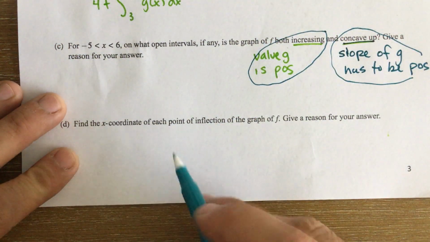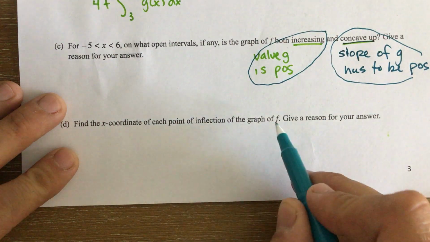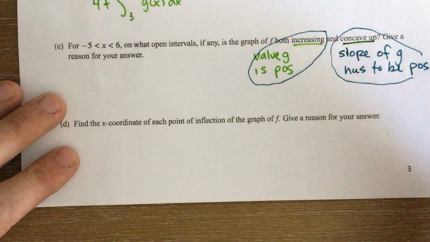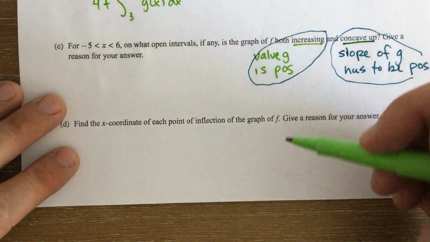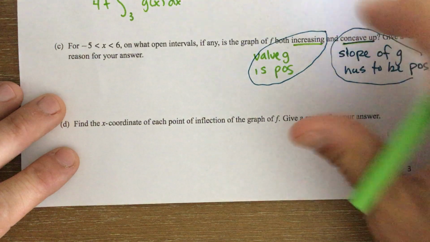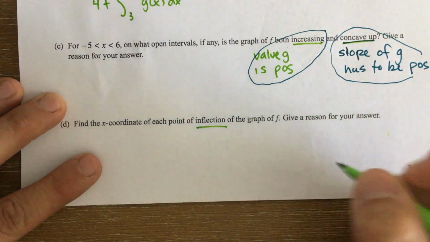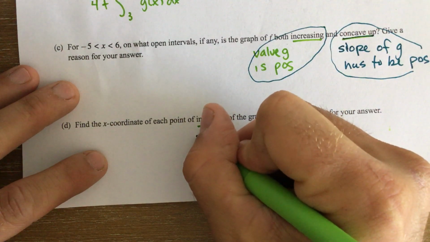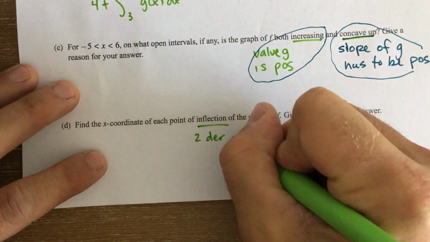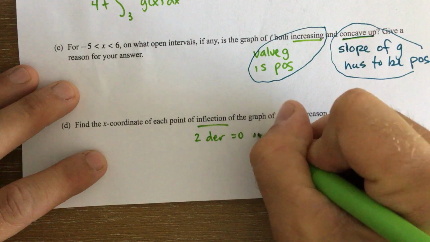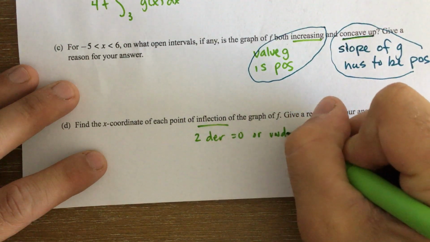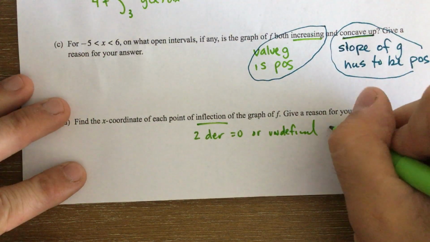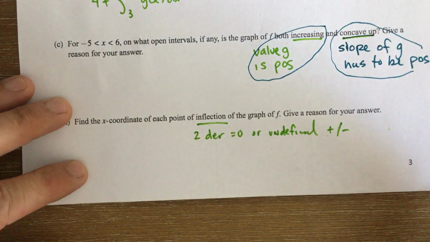And last part. Find the x-coordinate of each point of inflection on the graph f. And once again, we don't have an actual picture of f, so we're using the properties of g to help us with f, and it says give a reason for your answer. So if I'm looking for a point of inflection, that definition would be points of inflection occur when the second derivative is equal to 0 or undefined, with a sign change. So it has to go from either positive to negative or negative to positive.